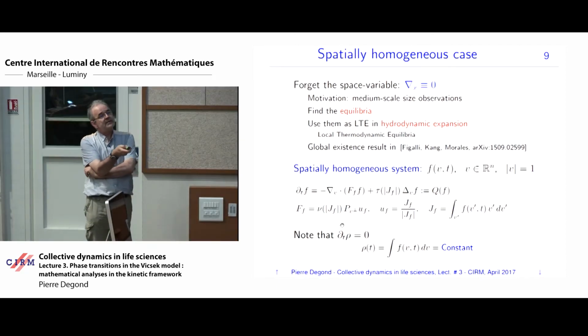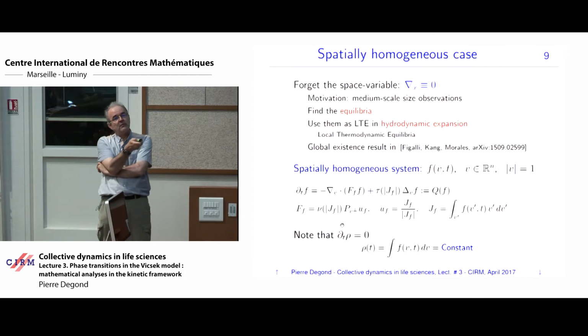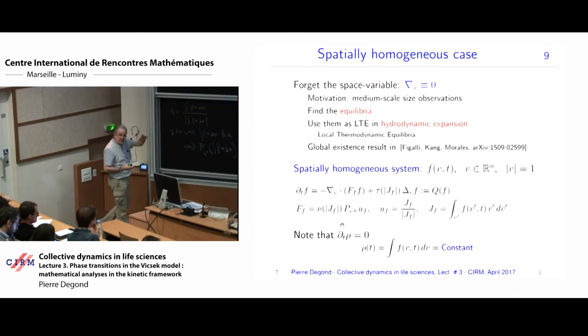So in this model, I remind you that the one is a collision invariant, which means that the total density is constant. So if I integrate this equation with respect to velocity, the integral of Q is 0, so I get just that the dt of the integral of f is a constant. So the rho is going to be a parameter in my model. Remember that in the pictures that I showed, we could vary the number of particles or the density. So this constant, which is specified by the initial condition, is going to be one of the, say, bifurcation parameters in my study.